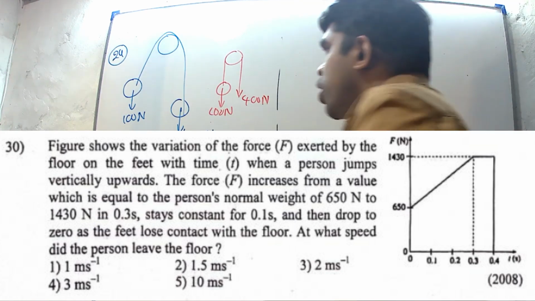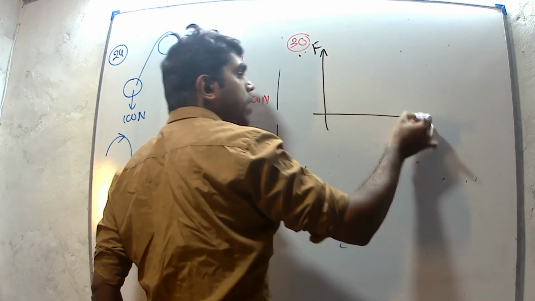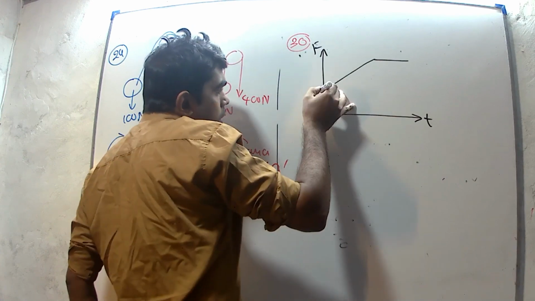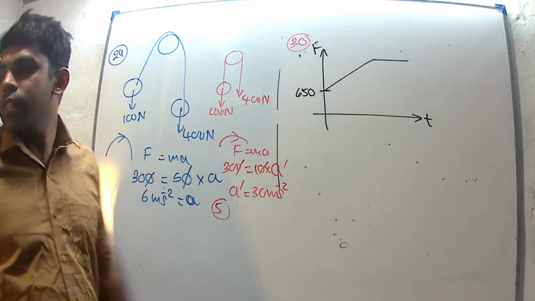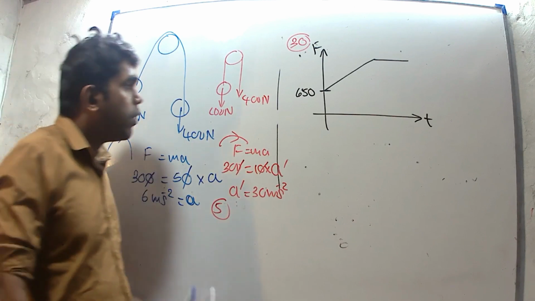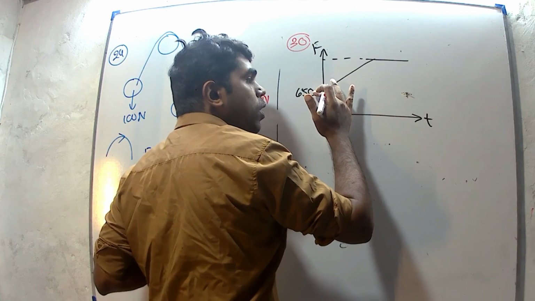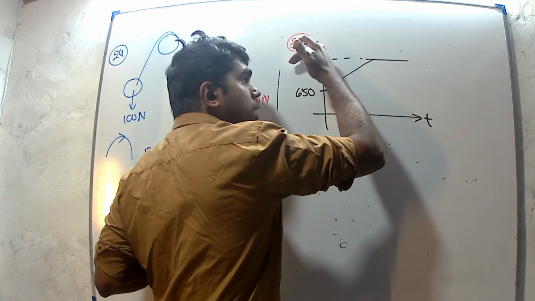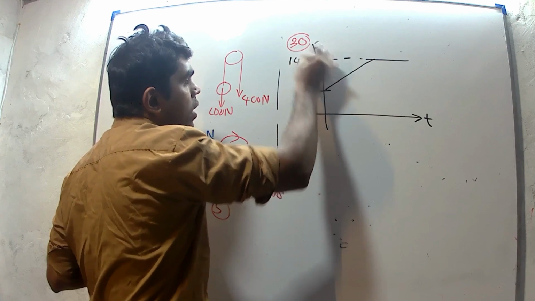You have to find the final velocity. Again, force, time. The graph is given in the question. It is like this. This force is 650. It is the normal reaction of the man. It is equal to the weight. Therefore, when considering resultant force, we have to consider the force difference between final force and initial force. Final force is given as 1430.